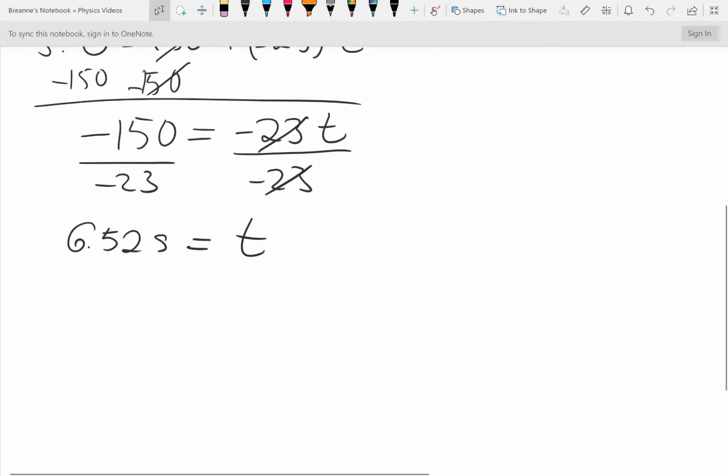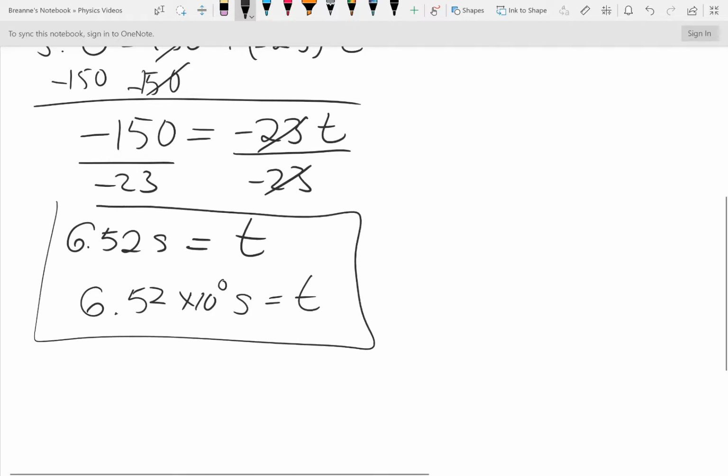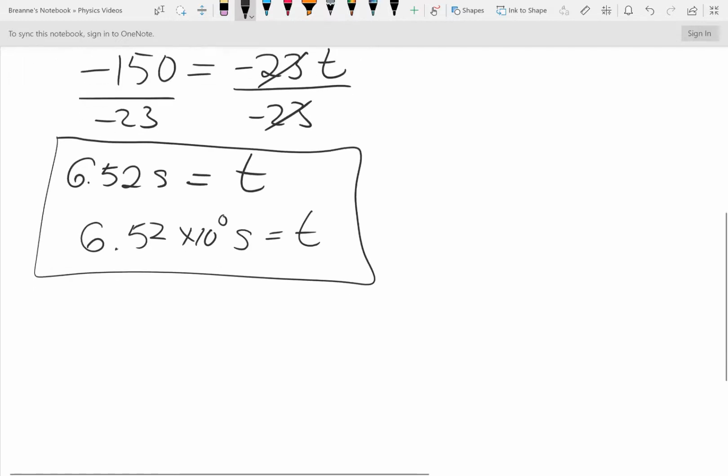If you put that into scientific notation, you do not have to move the decimal, so you're just left with 6.52 times 10 to the 0, because I didn't have to move the decimal, and that is your time. That is your standard and scientific notation answers. So now let's look at part B.